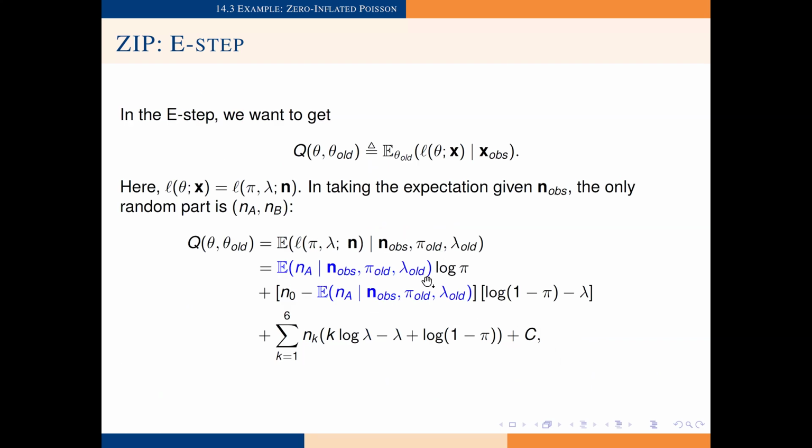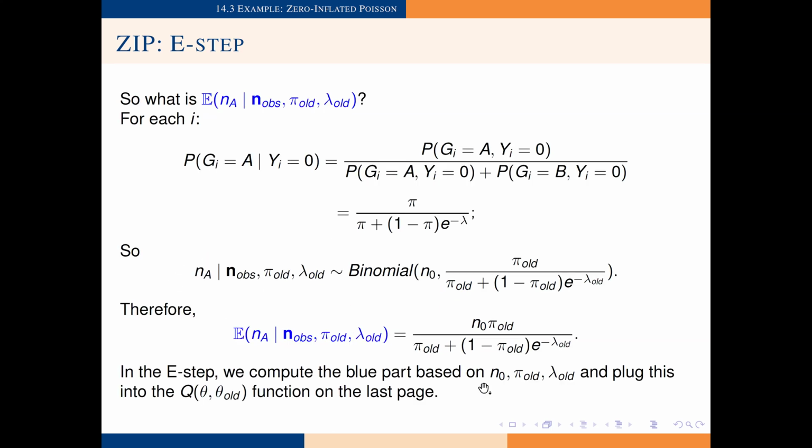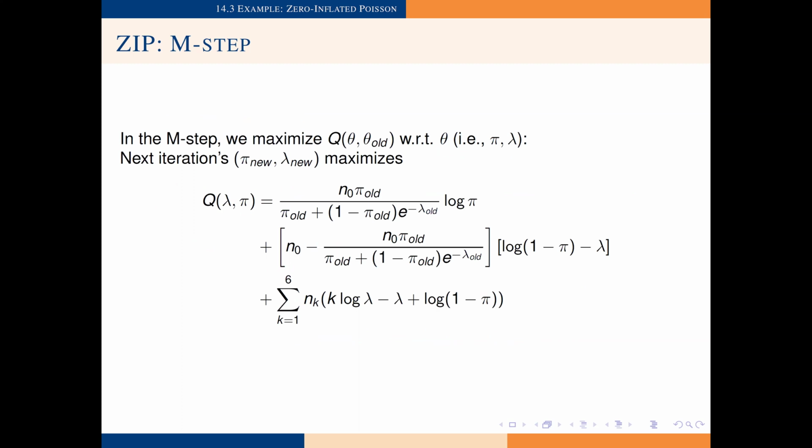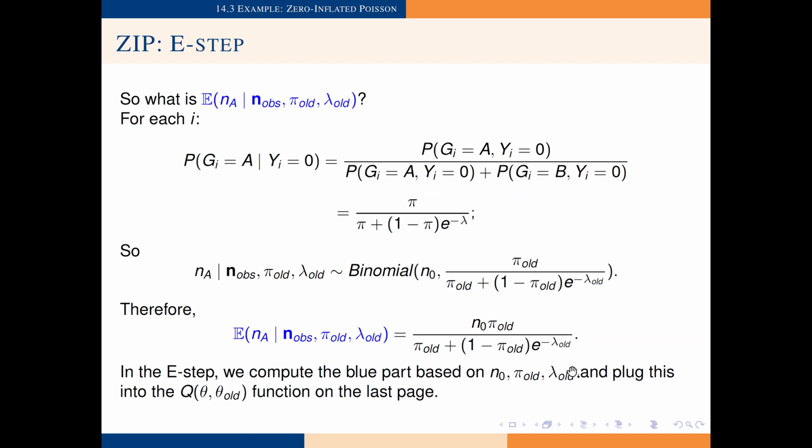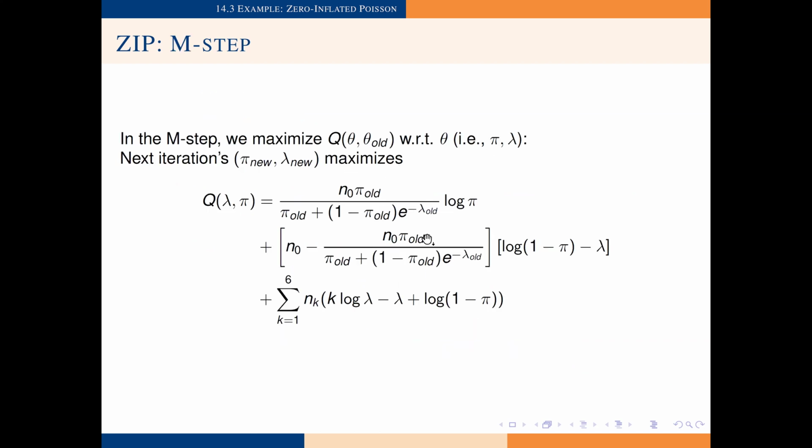You can then plug the blue part into this Q function here and look for the new pi and lambda that make this whole thing as large as possible. So that's what we're going to do in the M step. We plug in the blue part with this thing instead, like N0 times this probability, involving the pi old and lambda old. We again take the partial derivative with respect to both pi and lambda, and we try to see when the two partials are equal to 0. We solve for the pi and lambda values. Those are going to be our pi new and lambda new.